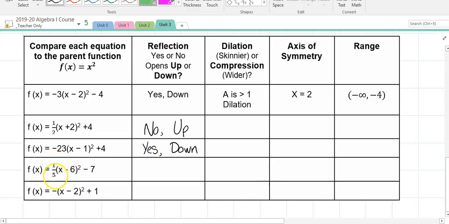This is positive 1/5. No reflection, it opens up, just like the parent function. The parent function opens up. This last one is negative, so yes, there was a reflection, and it opens down.